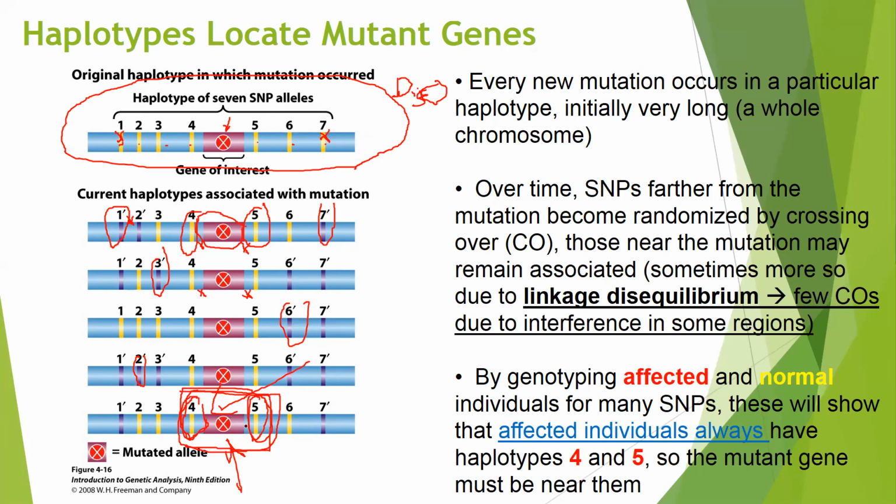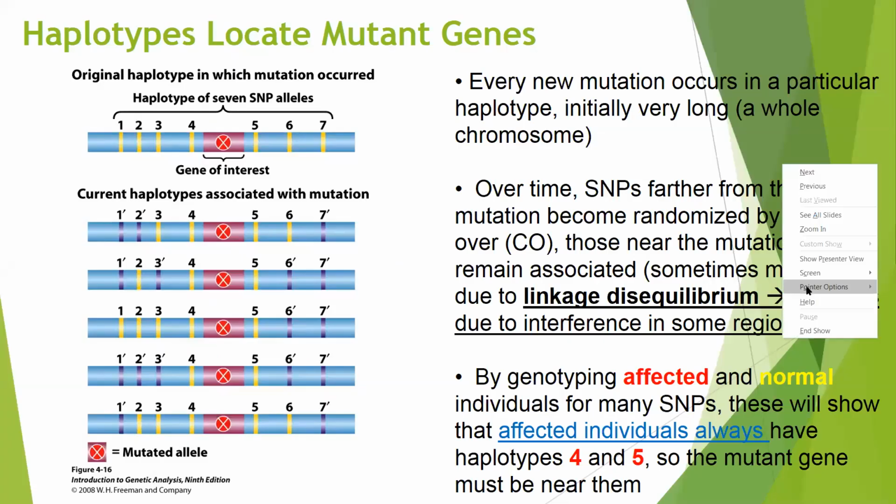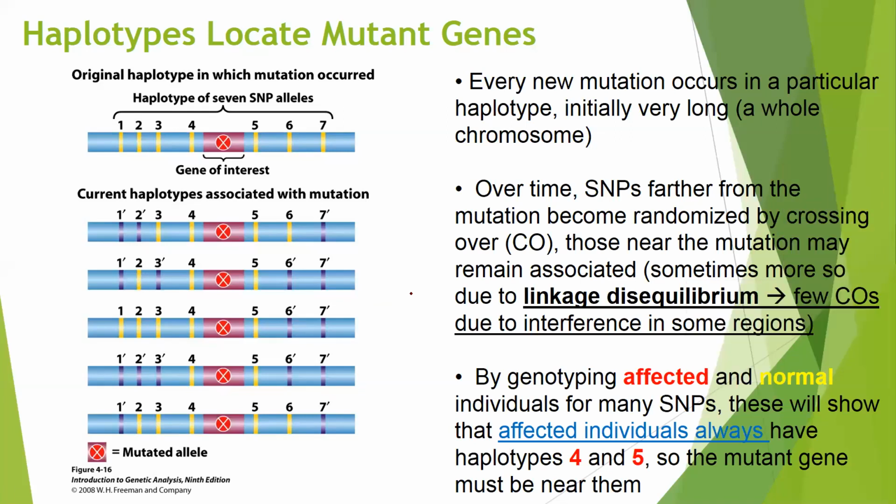Professor? Yeah. I know that markers 4 and 5 will be preserved because they are near the mutation, but why does that happen? What does the mutation being there have to do with how it gets carried over? The mutation itself is not related to the linkage between markers 4 and 5 and the gene, right?